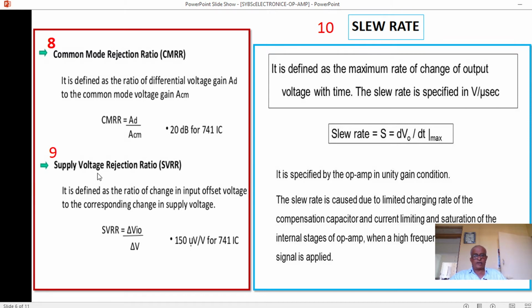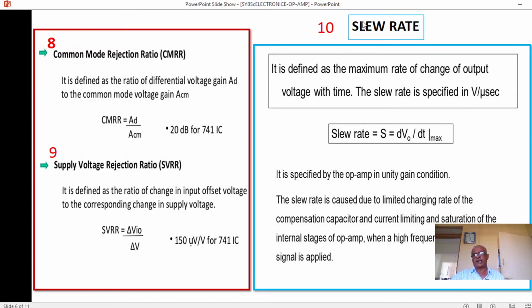Similarly, when the supply changes, the gain of the amplifier will change, which is not required. So the variation in supply should also be eliminated, and that variation is measured in terms of the supply voltage rejection ratio. Mathematically, SVRR is equal to the change in output voltage, that is delta VIO, divided by the change in supply voltage.